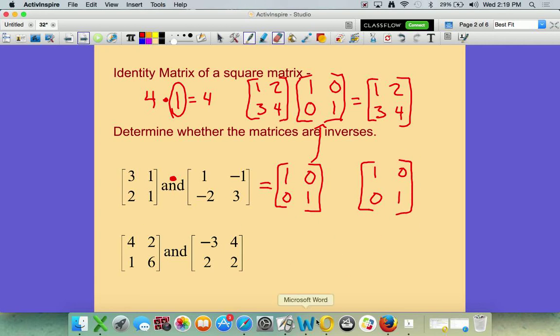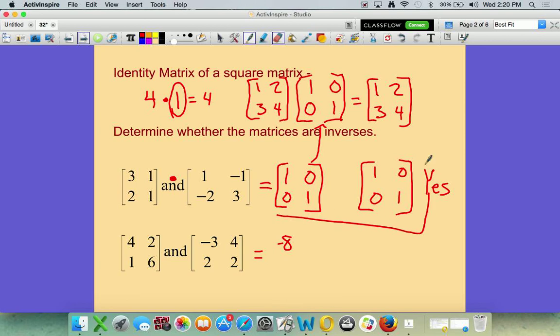Since we did it both ways, and we got this 1, 0, 0, 1, then the answer is yes, these are inverses of each other. Let's try this one down here. 4 times negative 3 is negative 12, plus 2 times 2 is 4. Negative 12 plus 4 is negative 8.